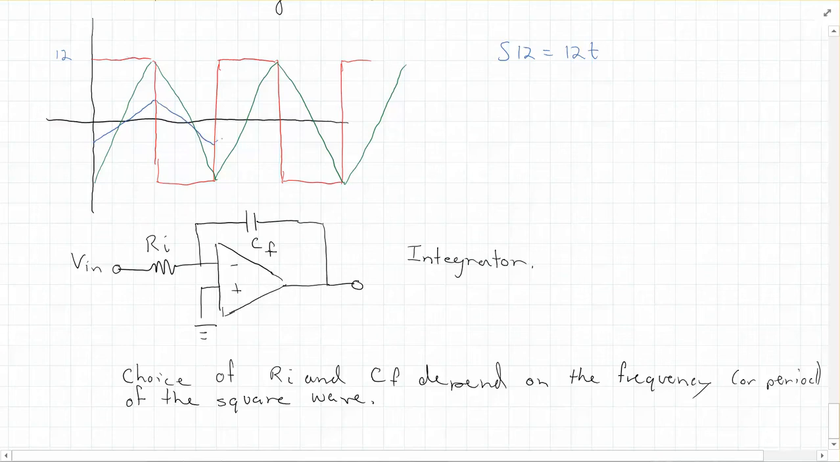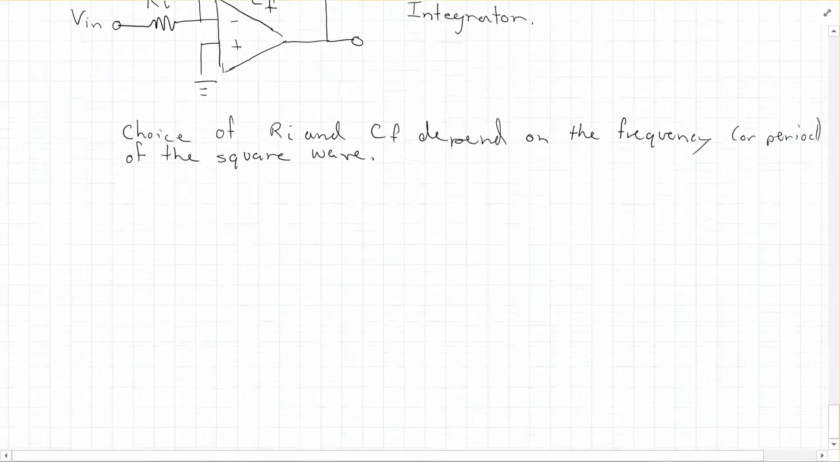Which is okay. You could still make this work, but it's not as ideal. It would look more like the blue curve. That's what playing with this Ri and Cf will do. There are some other factors it plays into, but that's the main factor of what Ri and Cf do. All right, so let's look at the circuit that we have so far.